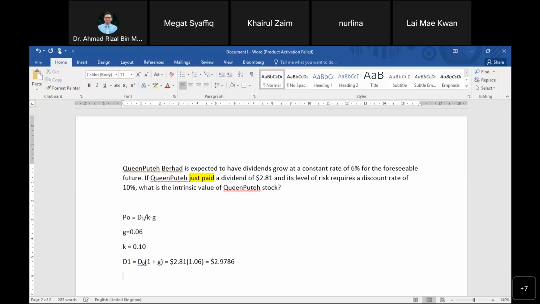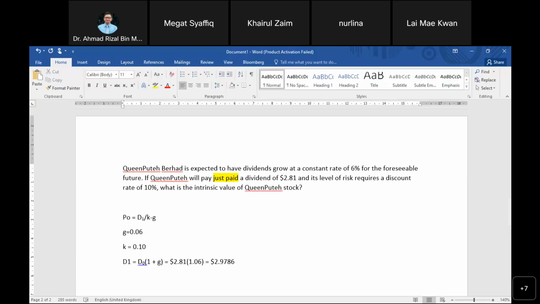Okay, many students got this wrong, where they immediately take this 2.81 as D1 and plug it into this formula, which is wrong because 2.81 here is D0, because it was just paid. Unless the question is rephrased to say the company will pay a dividend of 2.81 this year, or at the end of this year, or at the end of year one, then it is D1. But in this case, the info is "just paid a dividend," meaning it is current, historical, so it's D0.